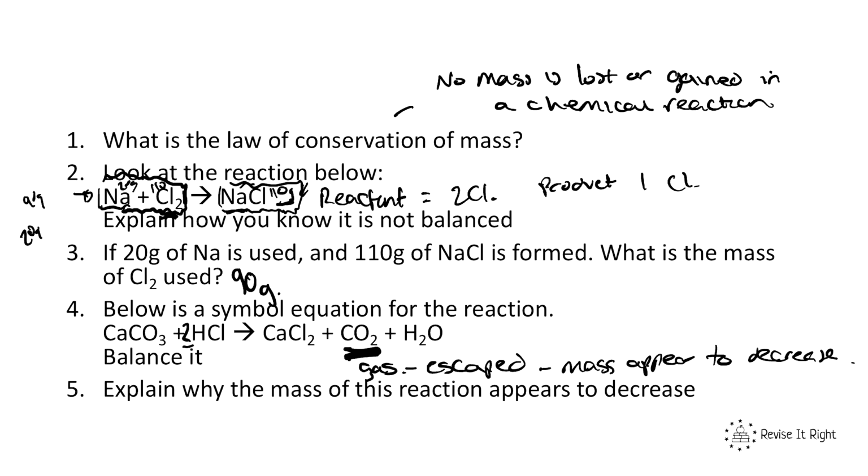So with these types of questions, if you're looking for the mass to decrease, then you're looking for a gas in the formula as a product. If the mass would have increased, what you'll be looking for is a gas in the reactants, and that's how you answer the question. If it appears to decrease, then the answer is always going to be that a gas was produced and escaped. If it appears to increase, then the answer is always going to be that a gas was added and has now been added to the reactant.